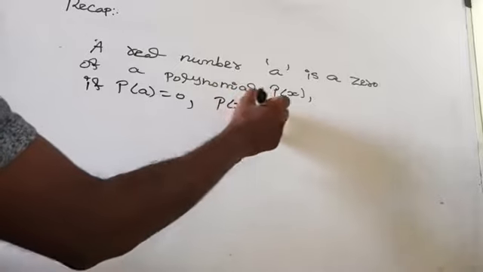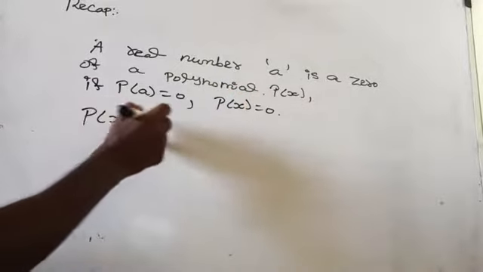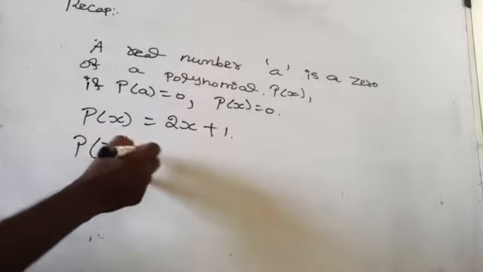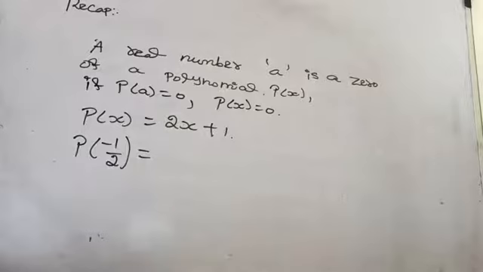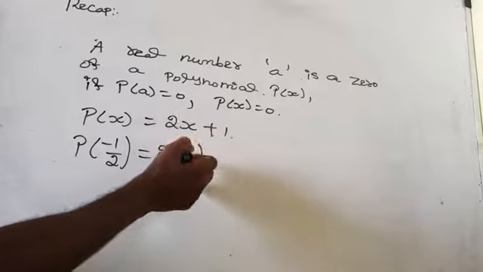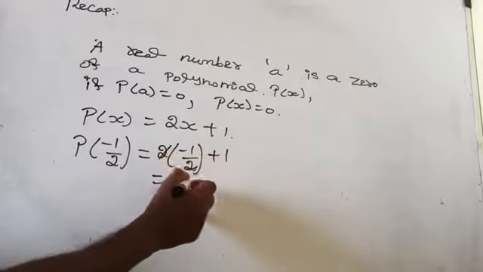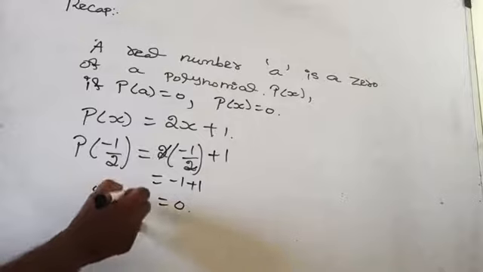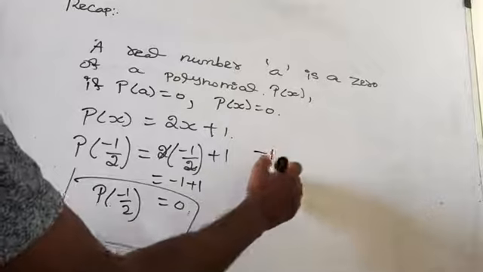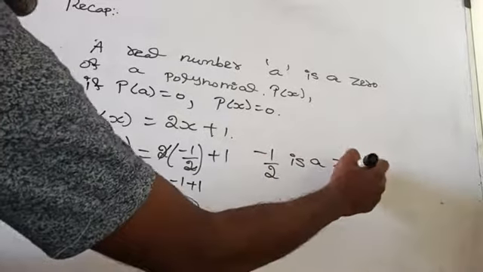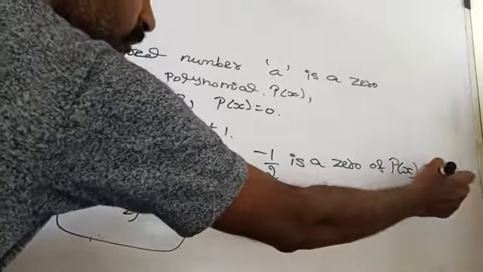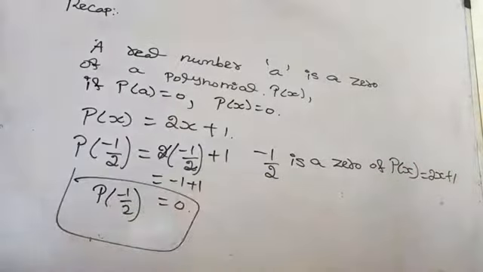It's very simple. See, I will give you one example. P of x is equal to 2x plus 1. Just we are finding P of minus 1 by 2. How will you find it? Just replace x by minus 1 by 2 in the given polynomial. So 2 into minus 1 by 2 plus 1. 2 got cancelled. So minus 1 plus 1 is 0. So P of minus 1 by 2 is 0. Therefore, minus 1 by 2 is a zero or root of the given polynomial P of x is equal to 2x plus 1. Are you getting it? Yes.